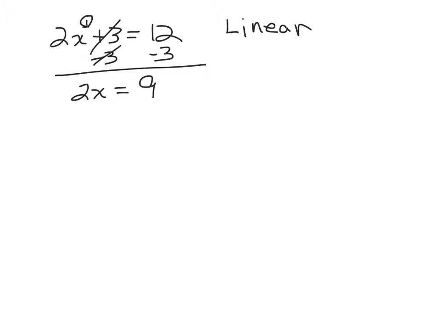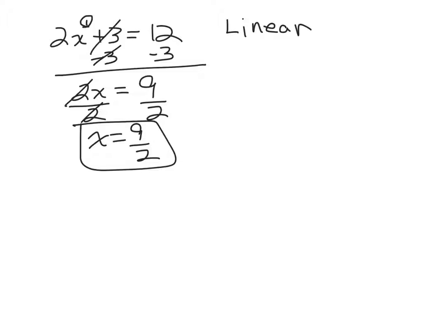How would I finish that equation? Divide both sides by 2. That's right. Divide both sides by 2. And x is equal to 9/2. Okay, so the strategy for solving a linear equation is get the x's on one side, get the constants on the other. No big deal, we did a lot of that.